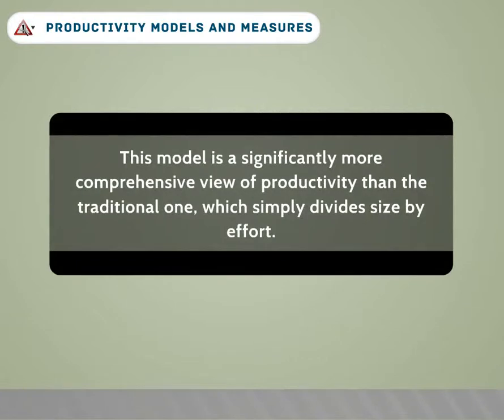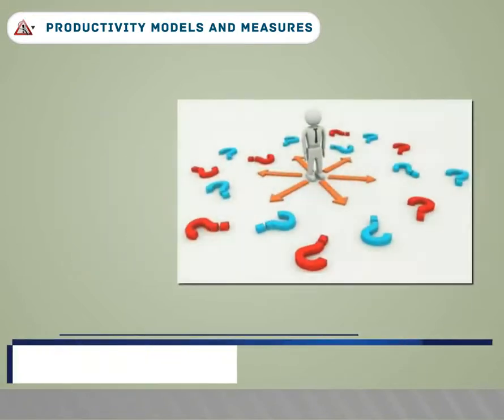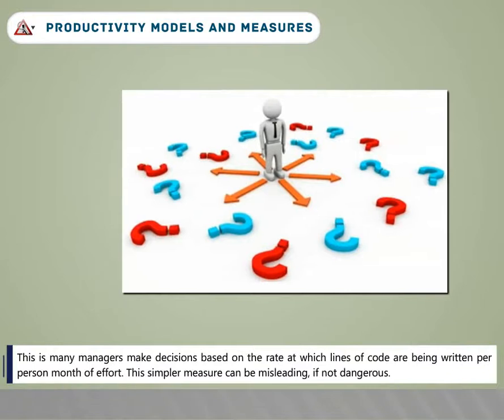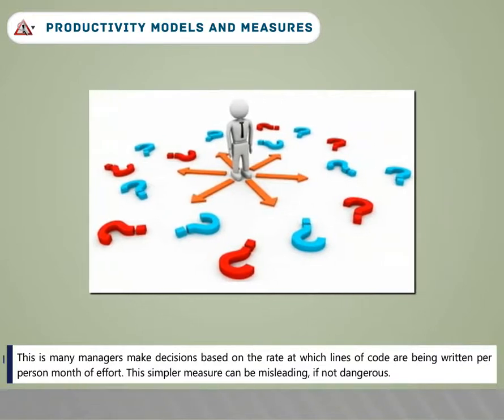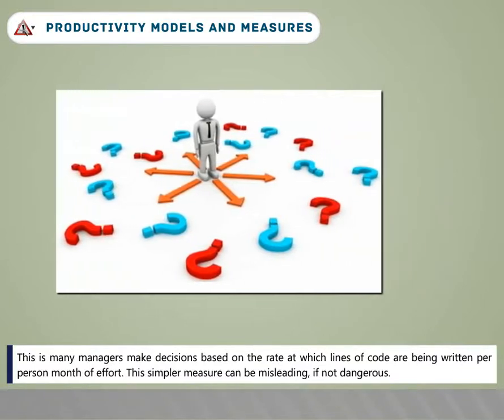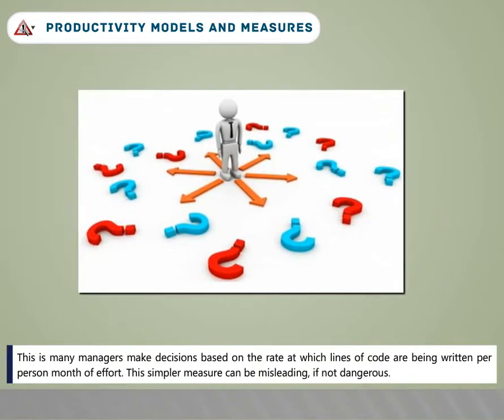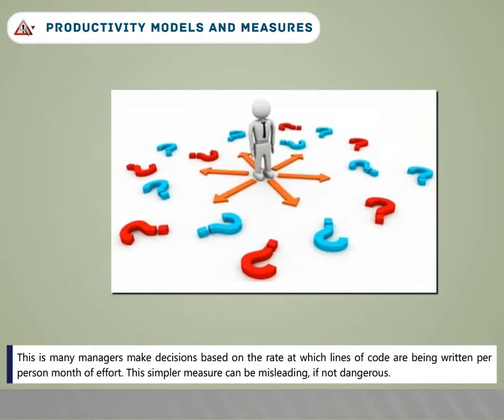This model is a significantly more comprehensive view of productivity than the traditional one, which simply divides size by effort. Many managers make decisions based on the rate at which lines of code are being written per person-month of effort. This simpler measure can be misleading, if not dangerous.